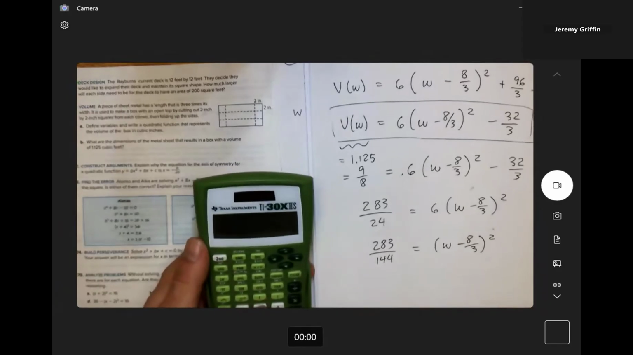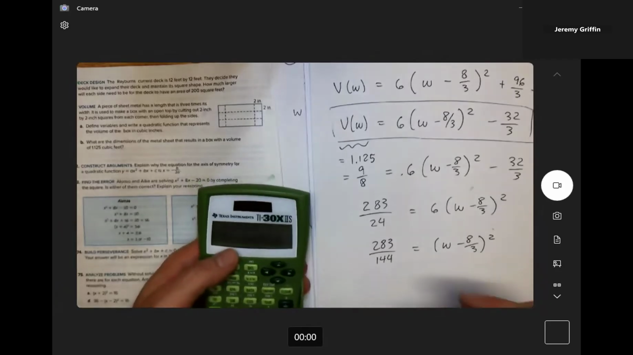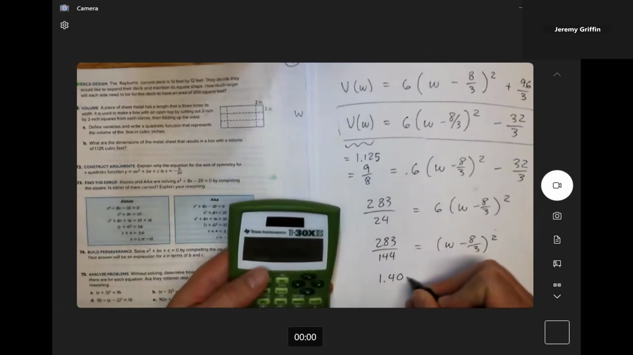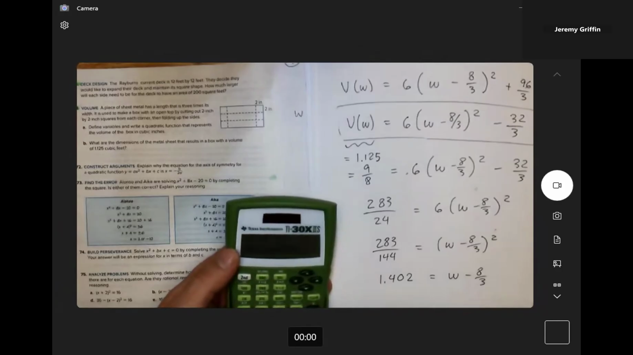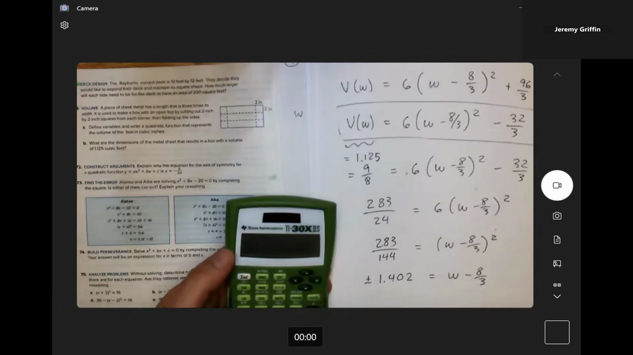What's the square root of 283 over 144? Yeah, I'm just going to finish this out with decimals because, okay, let me try this. 1.402. Okay, so now I'm starting to round a little bit. Equals w minus 8 over 3. Okay. What is 8 over 3, by the way? Let me say plus or minus. Oh, I think I'm getting this right. Okay. So 1.402, say plus 8 over 3.